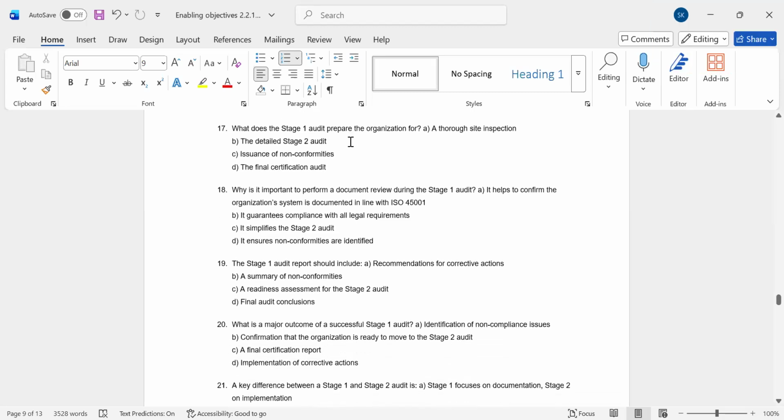Question number 17. What does the stage 1 audit prepare the organization for? A. A thorough site inspection. B. The detailed stage 2 audit. C. Issuance of non-conformities. D. The final certification audit. B. Detailed stage 2 audit. Correct. Stage 1 prepares the organization for stage 2.